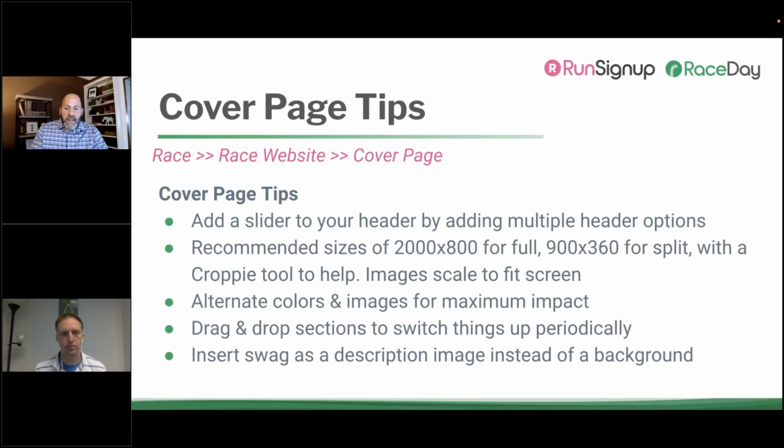Some tips and pro tips, if you will. Add a slider to your header and add multiple header options. That makes for a dynamic header and gives some motion to it, which grabs people's attention. We've got some recommended sizes here for you, and mentioned the Croppy tool so that you don't have to crop something in Photoshop and then bring it in. You can bring in the image that you have as is, and then crop it to however you want it to appear, and it's always going to scale. So it's not going to stretch in either direction to make it look manipulated or off perspective.